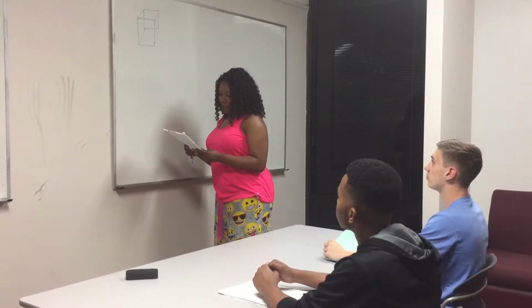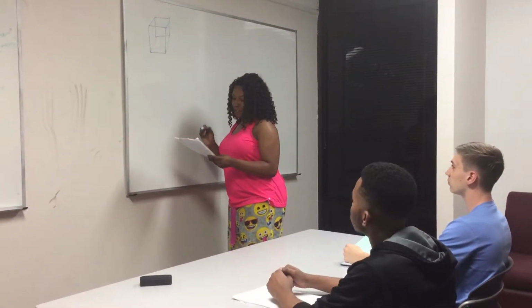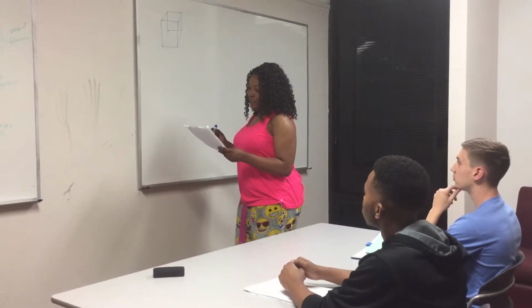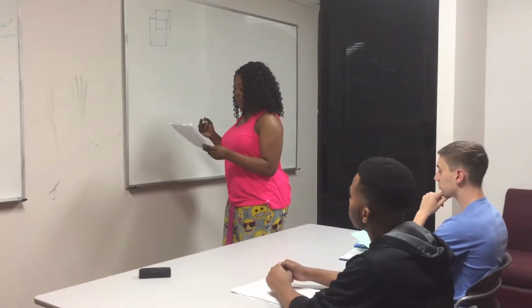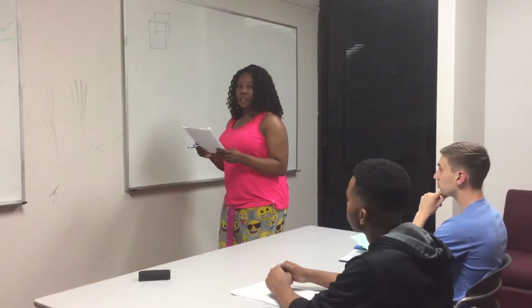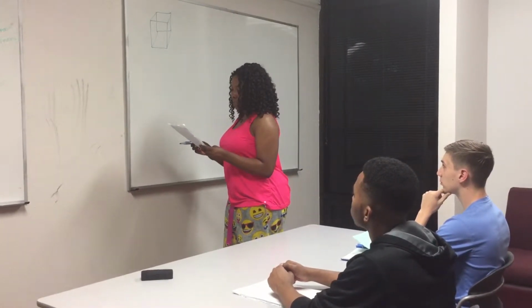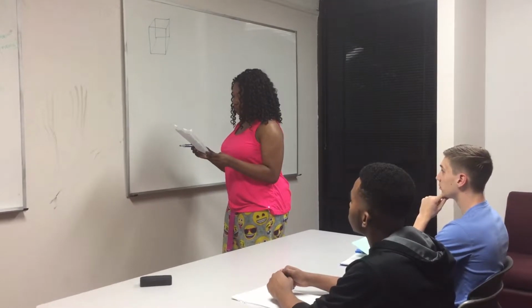Okay, so the problem we're working on is: the U.S. Post Office will accept a box for shipment only if the sum of the height and girth, which is the distance around the bottom, is at most 108 inches. Find the dimensions of the largest acceptable box with the square top and bottom.